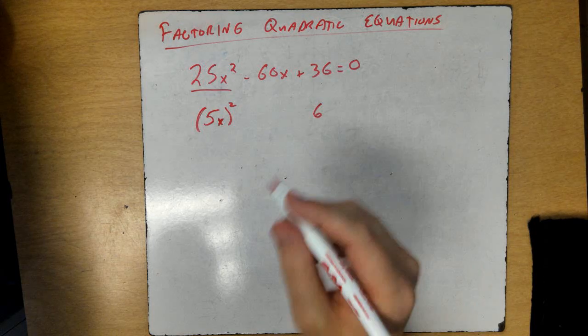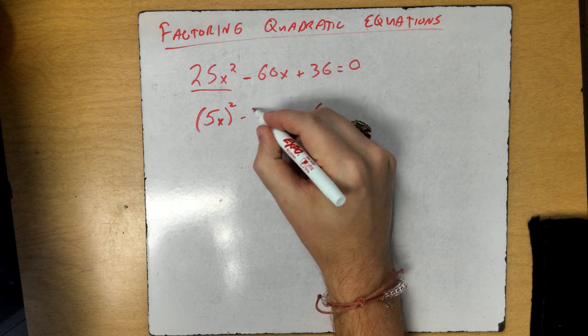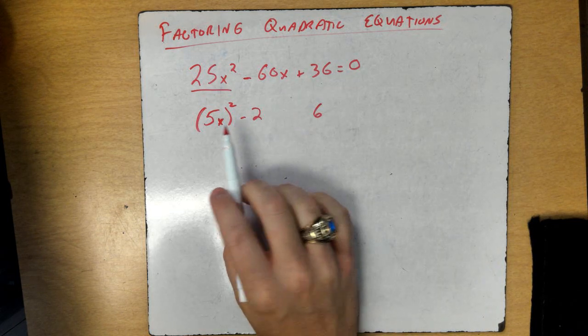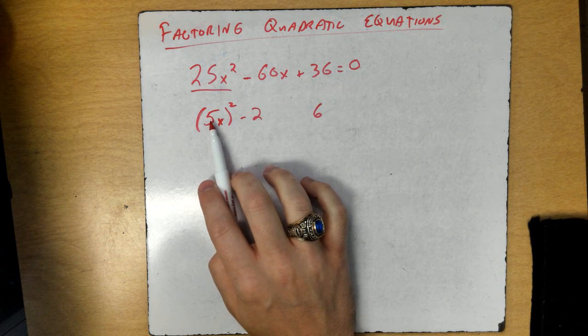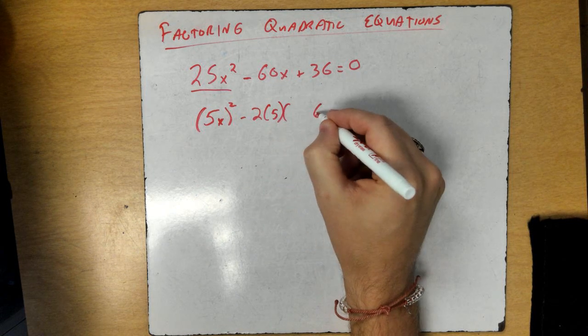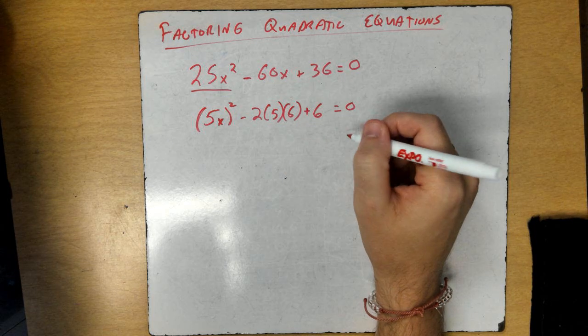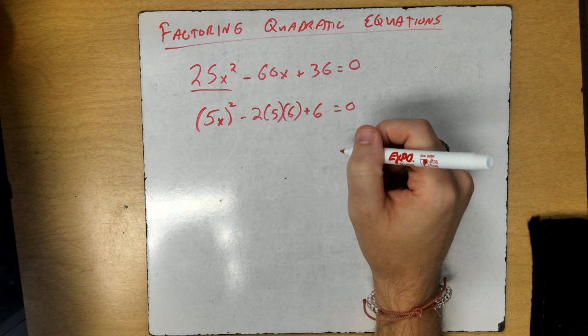Now what do we have left in the middle is this negative 60x, okay? So what we're going to do is, because it's a minus here, we're going to put a minus here, we're going to put 2, and then we're going to put our square roots from our first and our last term. So we're going to put 5x in parentheses, and also 6 in parentheses. Okay?